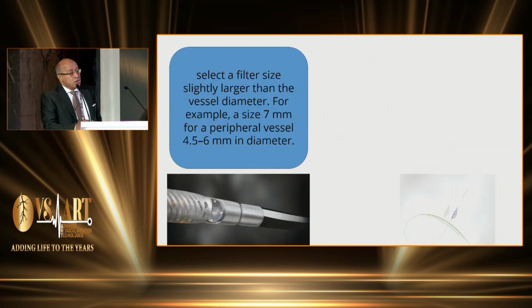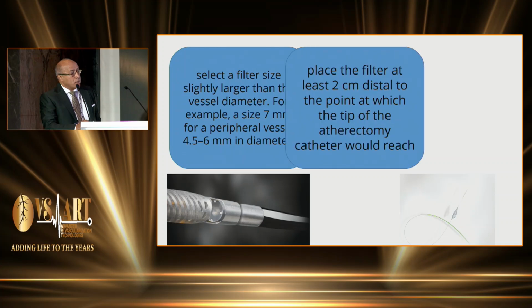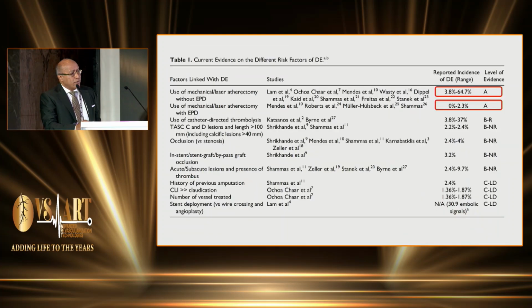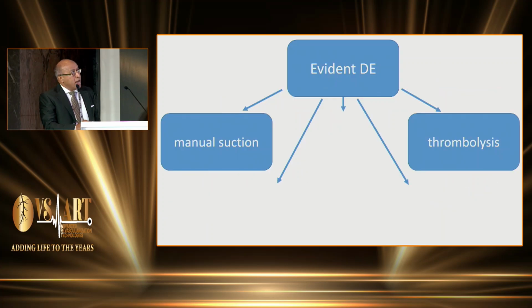Filters are to be positioned 2 centimeters distal to the tip of the atherectomy device, and should be oversized by around 10%. So for a lesion of 4 to 6 millimeters, you have to use a filter of 7 millimeters and avoid its entrapment into the tip of the atherectomy device. Filters have proved to reduce the risk of embolization from around 63% down to 2.3% of the cases.